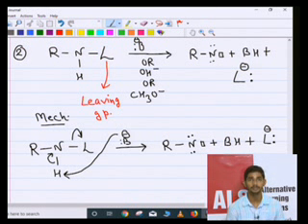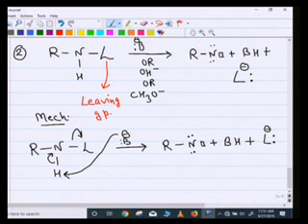Any doubt regarding this mechanism? Anybody has got any doubt? Anybody want some more clarification on this one, or is it clear to you? Itanagar, Shillong, Senapati. Any doubt? Any problem?